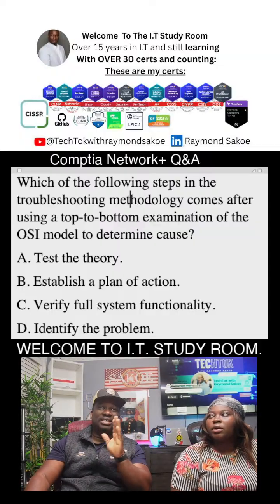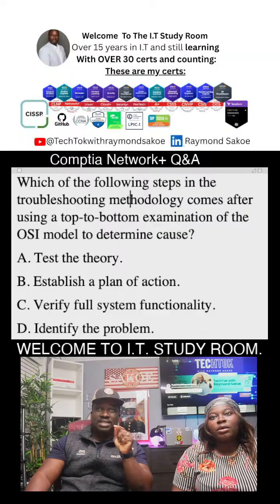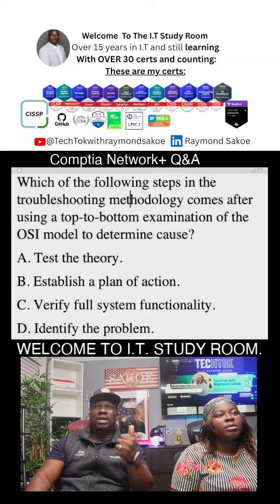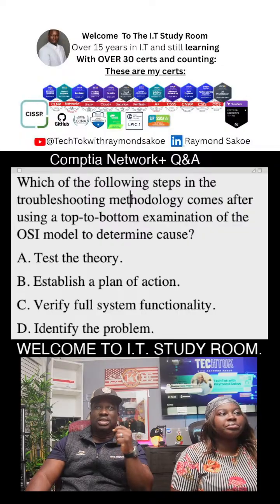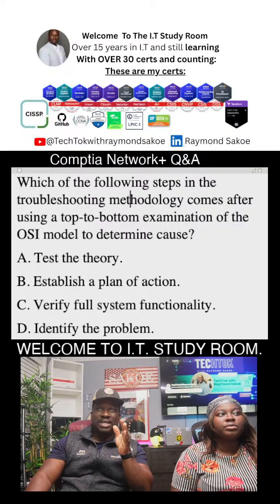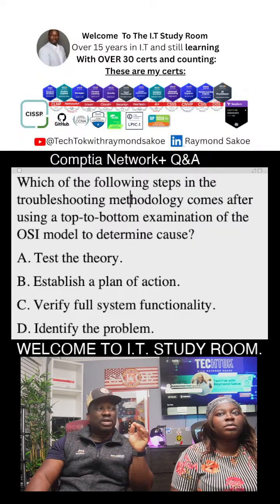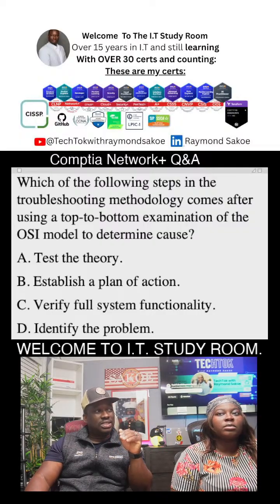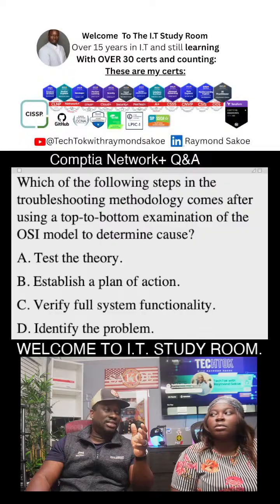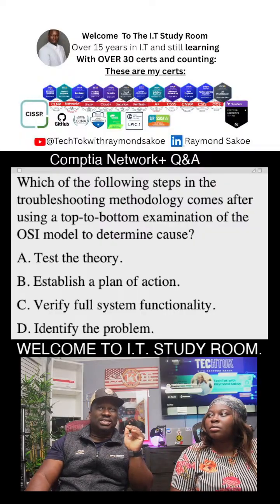So that's the third step. The first one is identify the problem. The second is establish a theory of probable cause. The third is test the theory to determine cause, and the fourth is establish a plan of action. Once you test all those theories of probable cause and realize the issue is that the user is not connected to the internet, the next step is to establish a plan of action.